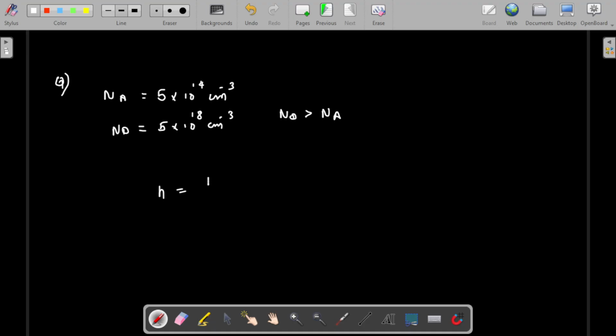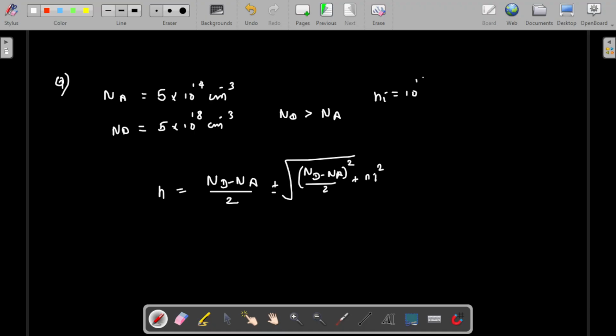So the majority charge carrier can be written. This is the exact calculation, right? So Nd minus Na divided by 2, plus or minus root of (Nd minus Na divided by 2) the whole square plus Ni square. Here Ni is given as 10 power 10, which is always 10 power 10. So if we substitute here, we will get the value.